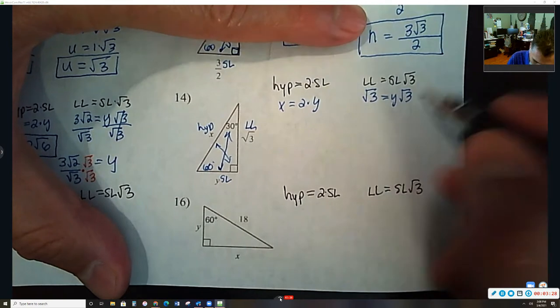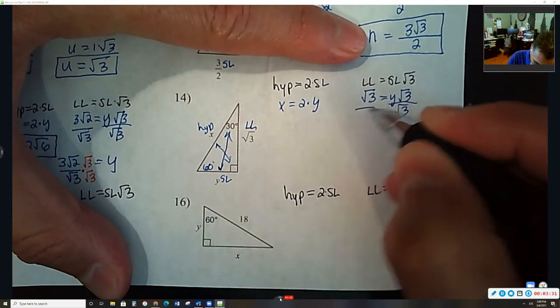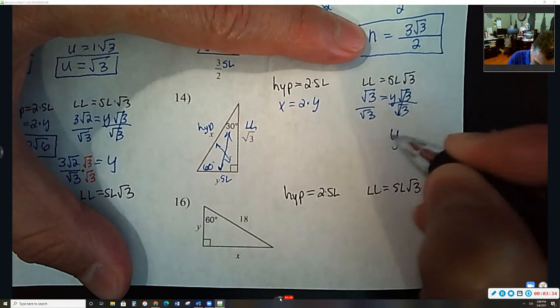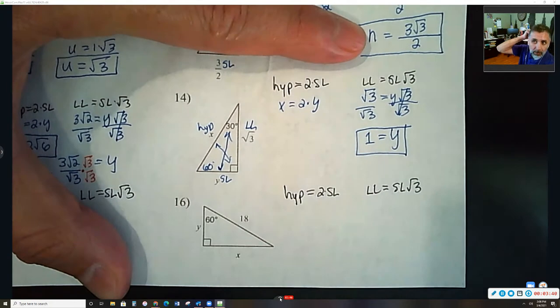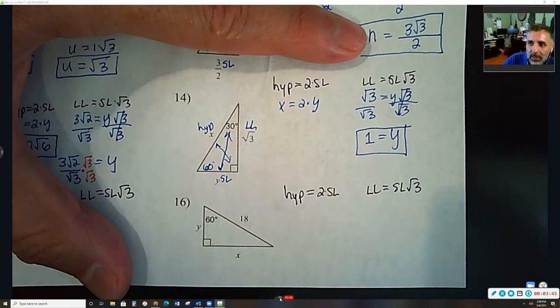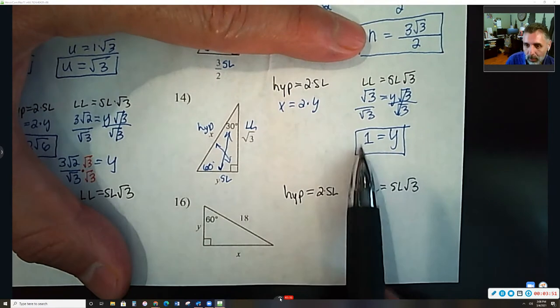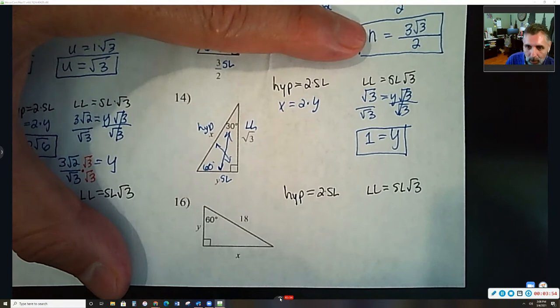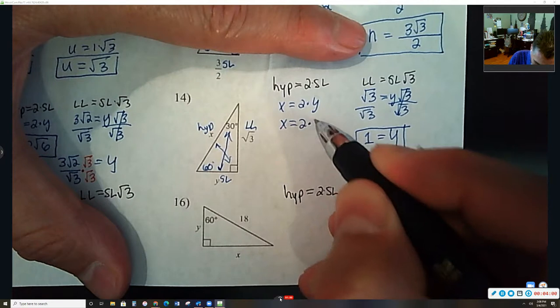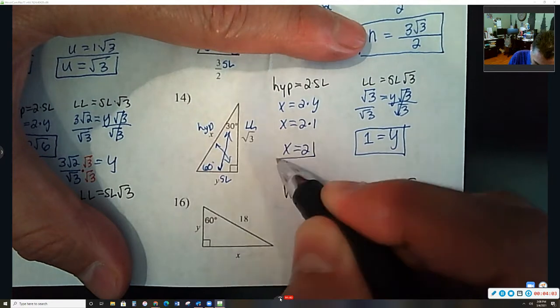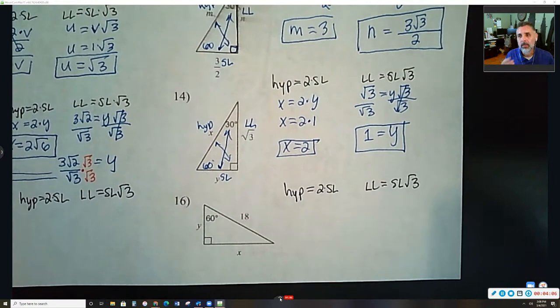Easy. You want to get y by itself, divide by the square root of 3, divide by the square root of 3. That goes away. Y equals, that's 1. Remember, the same thing divided by the same thing is 1. 4 divided by 4 is 1. Negative 100 divided by negative 100 is 1. Square root of 3 divided by square root of 3 is 1. House divided by house is 1. So now that we know y equals 1, plug it in here, we have x equals 2. You could have just written down x equals 2, but that's the work.